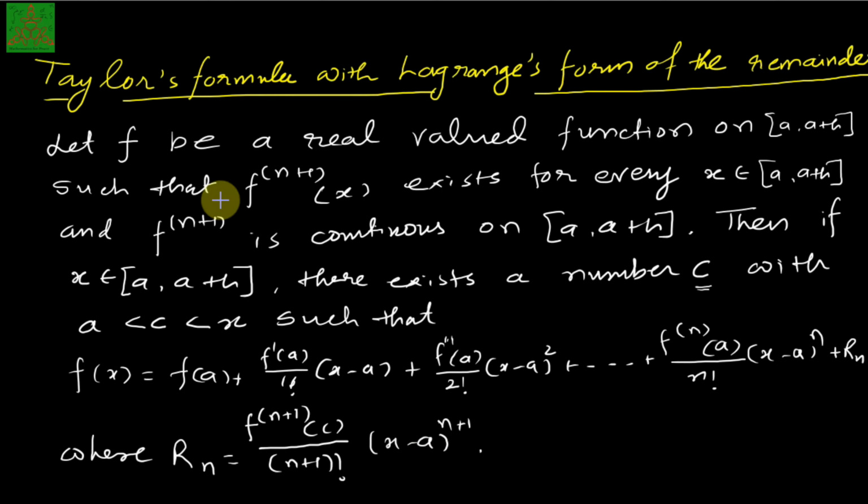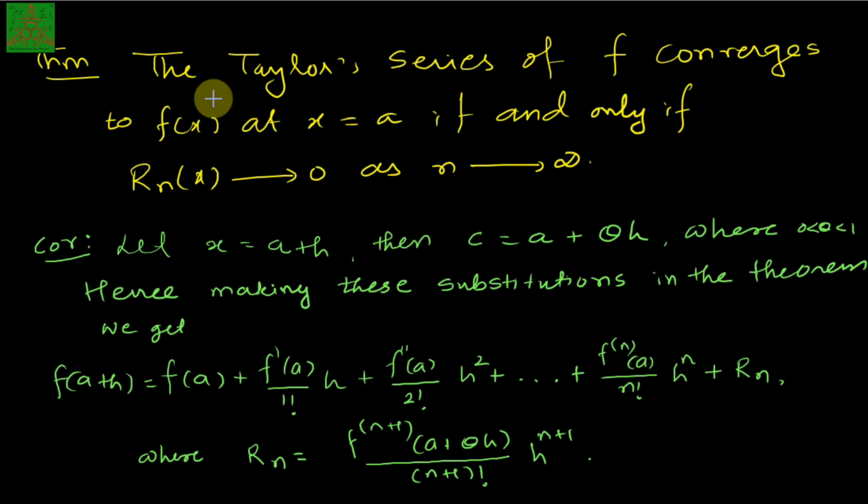So this is known as Taylor's formula, and after this, Taylor's formula has a very important result: the Taylor series of f converges to the function f if and only if Rn tends to 0 as n tends to infinity. And the corollary of the previous result we can state for theta between 0 and 1. Instead of c, we can find some theta, as in the Lagrange theorem, so that c is nothing but a plus theta h.